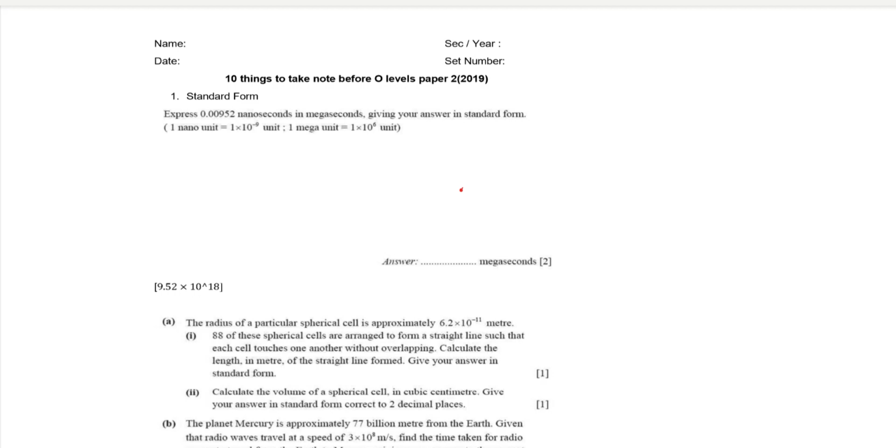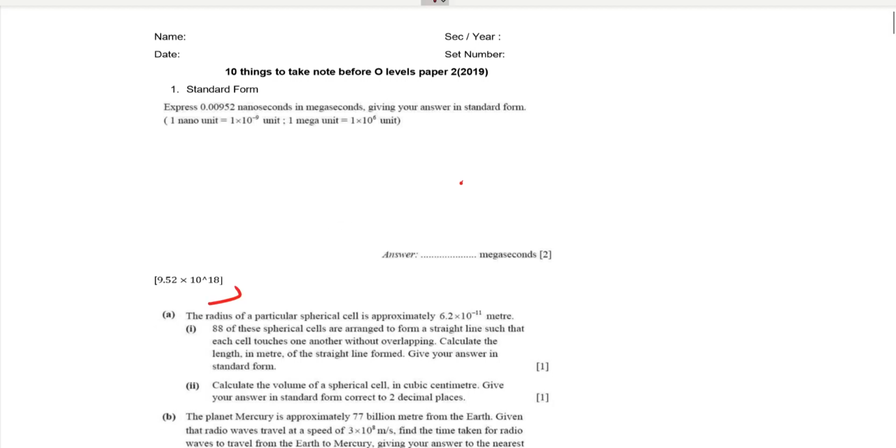Okay, the first topic that I feel will come out is standard form. Standard form has been pretty easy over the years. Number one is a pretty standard question about converting from nano to mega. You should try it and see whether you can answer. The answer should be 9.52 times 10 to the power of negative 18. If you are unsure, this is an easy question, I'll just do a quick one.